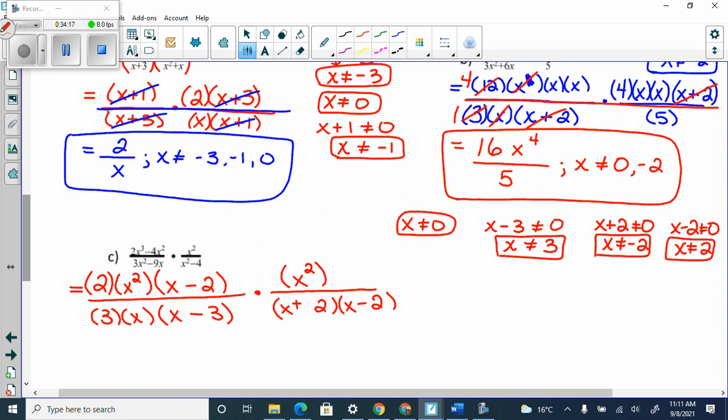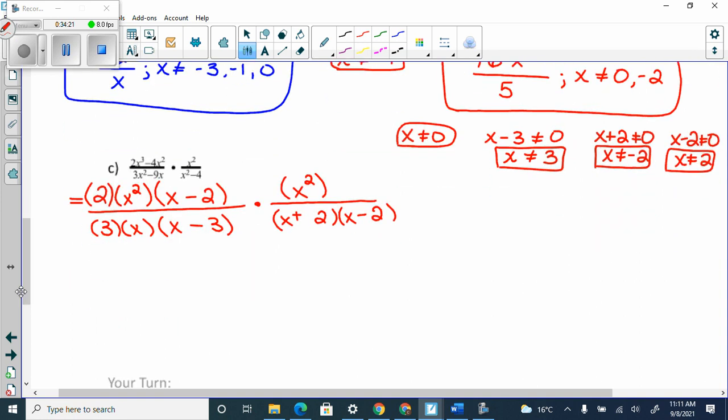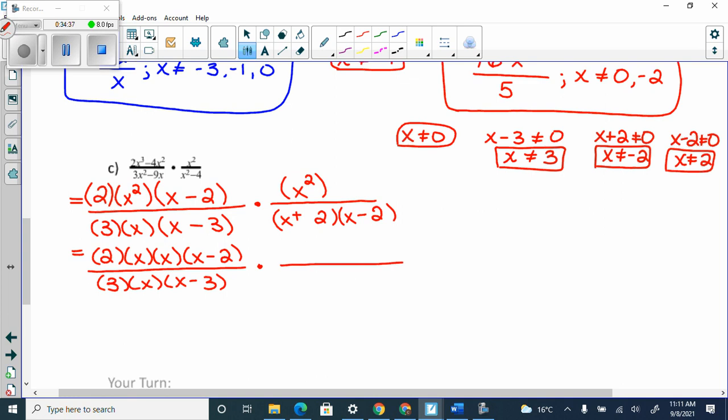Now, if you want to, like Amelia said, you can go back and write these x squareds out as separate x's. For some people, that is substantially easier. So I'm going to show that step. I could go 2 and an x and an x and an x minus 2 over 3 x minus 3 times x and an x and then x plus 2 x minus 2.